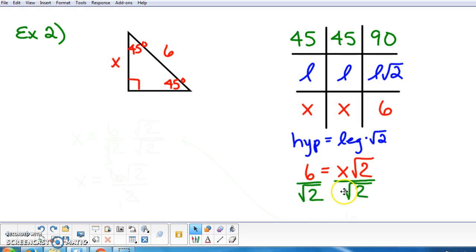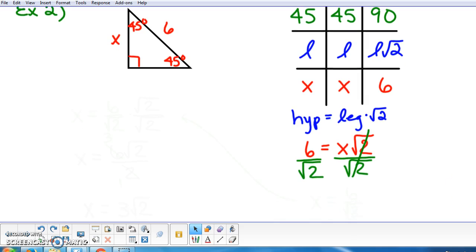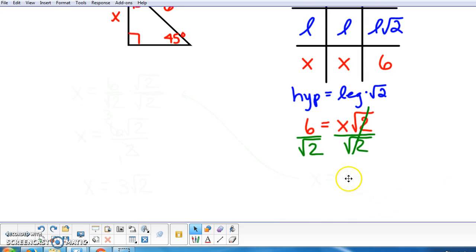The right side simplifies very nicely because the root 2's cancel out and leave me with an x. But now I'm left with a 6 over radical 2, which I cannot leave as my answer. I cannot have a radical 2 in the denominator. So we're going to go over something we've gone over before, simplifying radicals, and there's been a video previous to this that you can watch again.